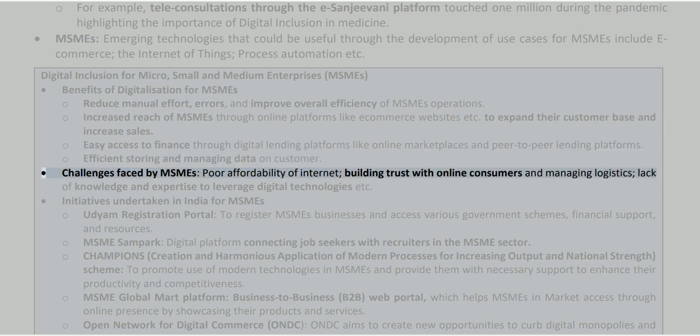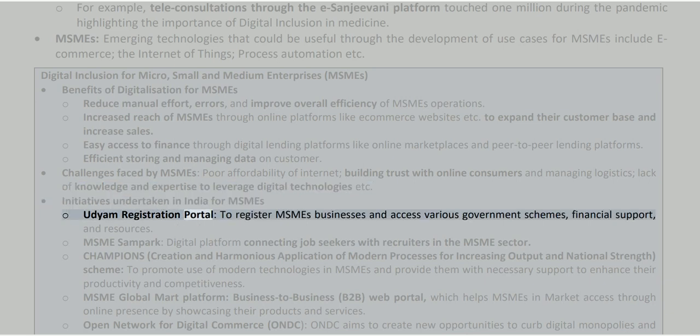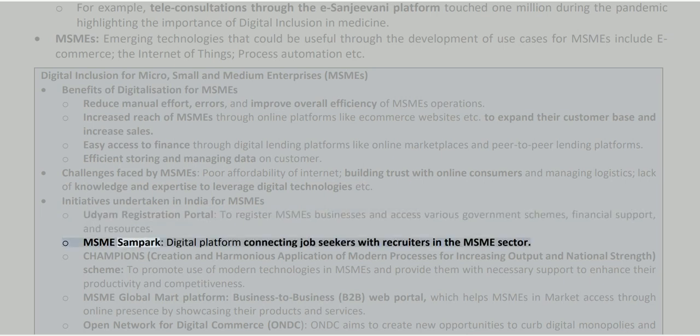Challenges faced by MSMEs: poor affordability of internet, building trust with online consumers and managing logistics, lack of knowledge and expertise to leverage digital technologies, etc. Initiatives undertaken in India for MSMEs: Udyam registration portal, to register MSME businesses and access various government schemes, financial support, and resources. MSME Sampark, a digital platform connecting job seekers with recruiters in the MSME sector.